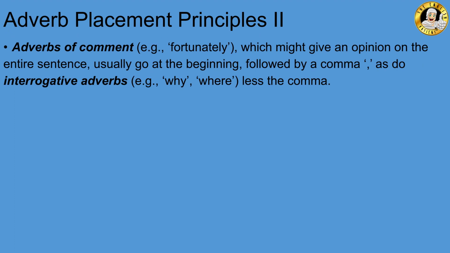Now, adverbs of comment, words like, for example, fortunately, making a comment, which might actually give an opinion on an entire sentence in most cases, these will usually go at the beginning of a clause or a sentence, and in which case, if it's a sentence, they will be followed by a comma. And also interrogative adverbs, words like why or where, are also placed at the beginning of structures, in particular question structures, though these interrogative or questioning adverbs do not actually require a comma.